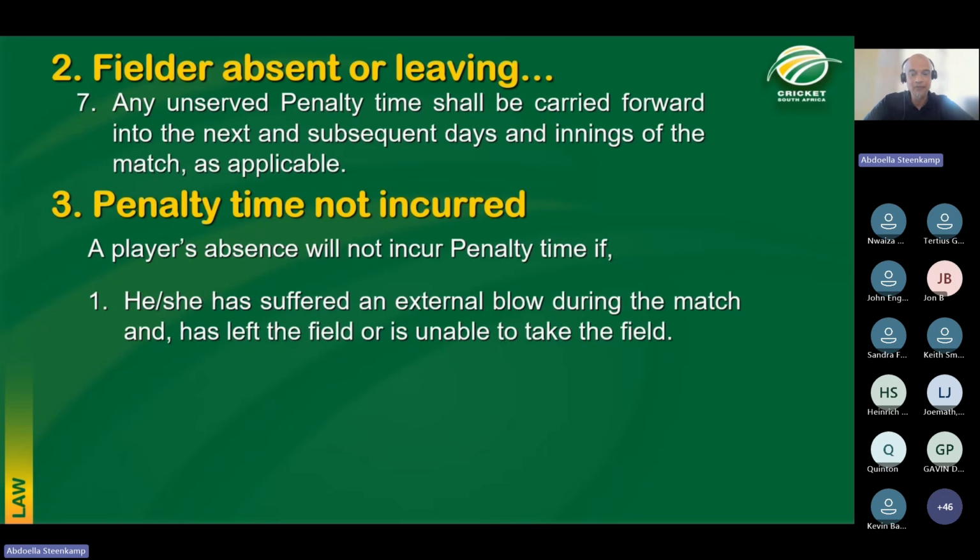And what are examples of those instances? There are two of them. If a player suffered an external blow during the game and it happened on the field of play. So what is this external blow? I'll give you two examples. Let's say the ball gets delivered. There's a short leg fielder under the helmet. Let's say it's a spinner bowling. The spinner bowls a short ball, and the striker pulls the short ball, and it goes against the knee of the short leg fielder.